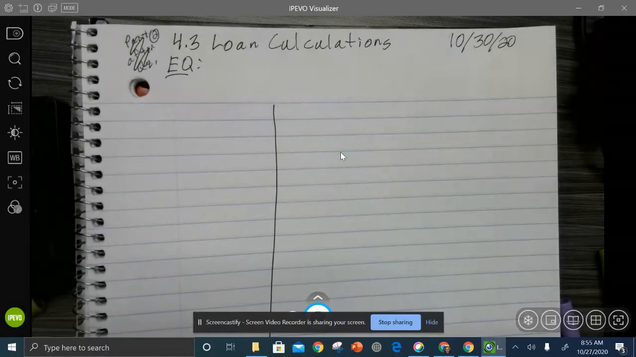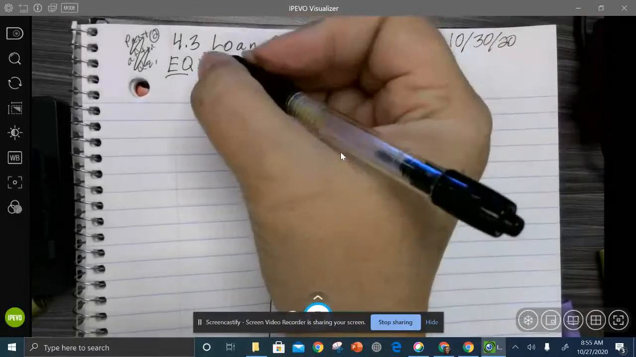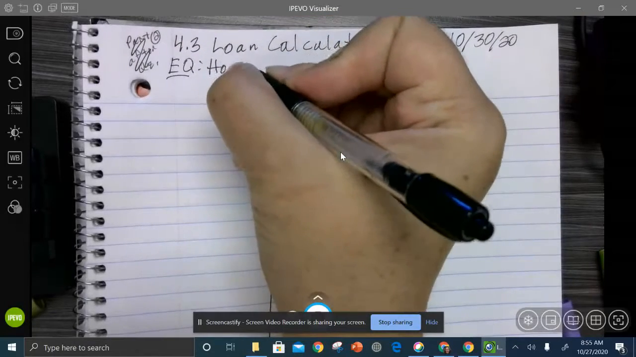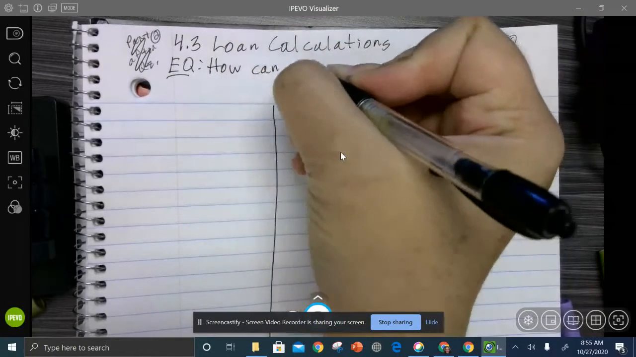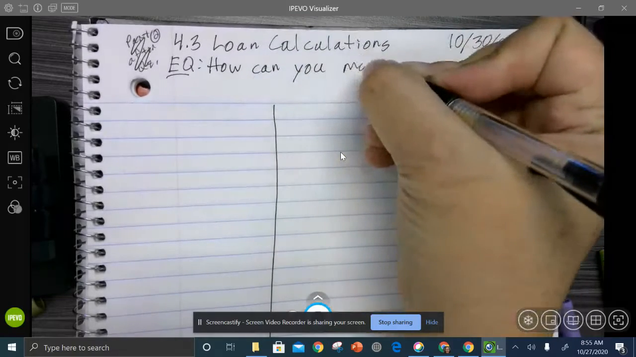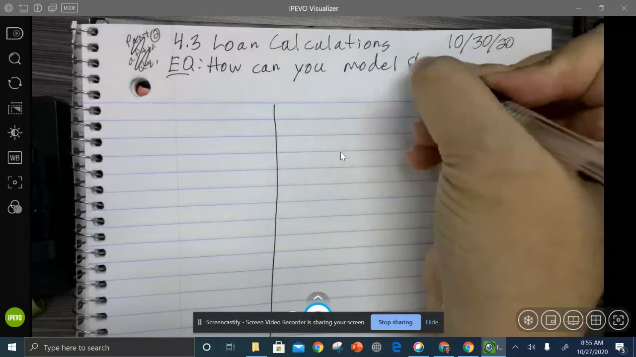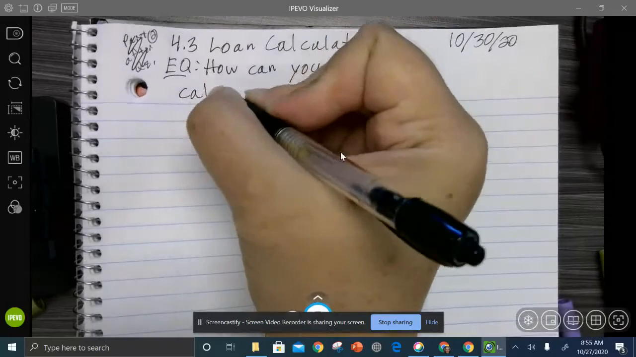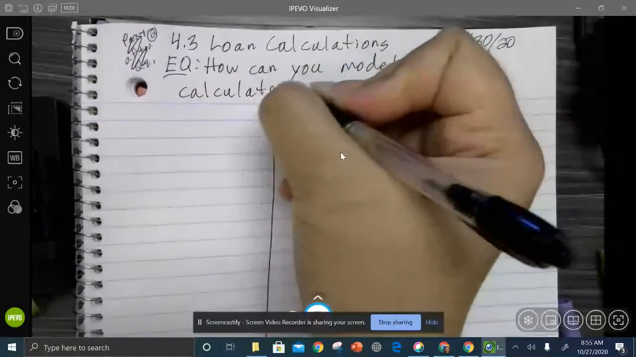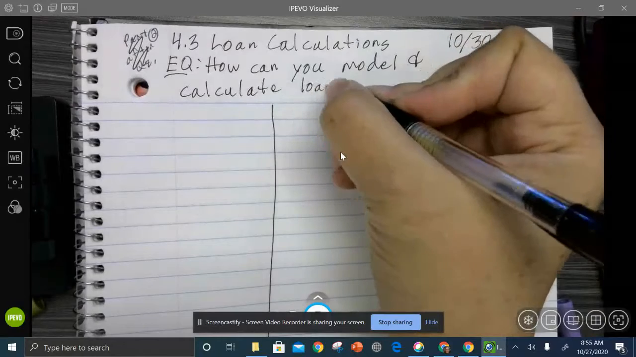All right, loan calculations is what we're working on. So our central question is, how can you model and calculate loan calculations?